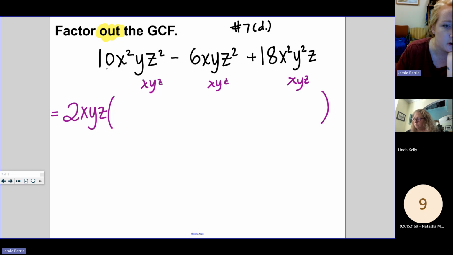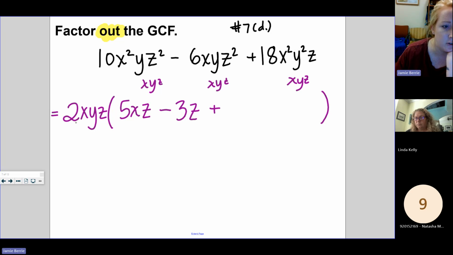All right, so we're going to go through and divide by the greatest common factor. So 10 over 2 is 5. X squared, cancel out 1 X, you're left with just an X. Y, cancel out Y, Y's are gone. Z squared, cancel out 1 Z, you're left with just 1 Z. Minus 6 divided by 2 is 3. X cancels out, Y cancels out, one of the Z's cancels out, so 1 Z is left.